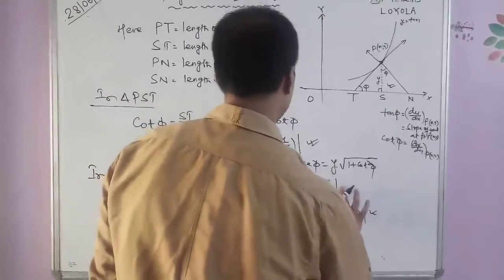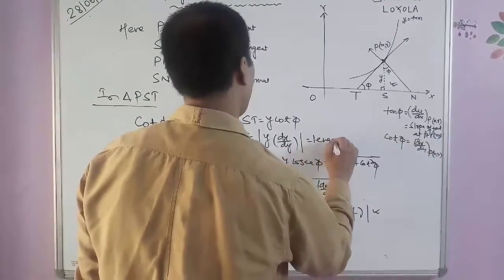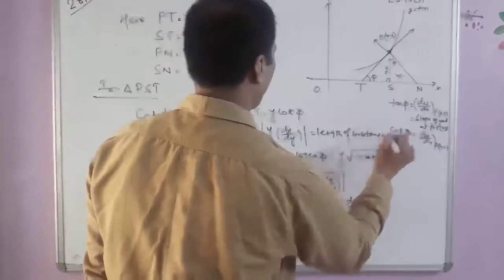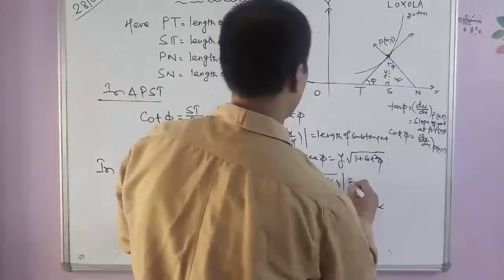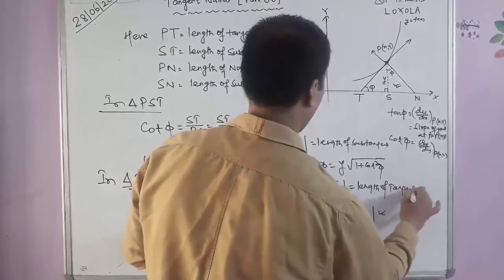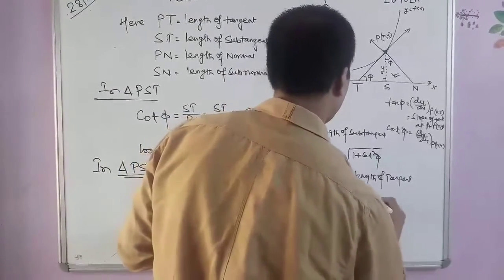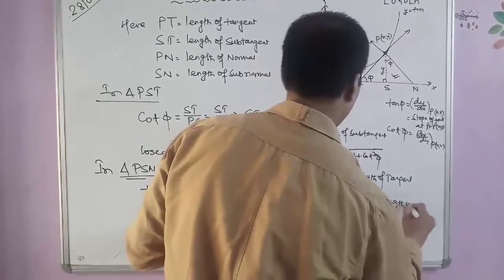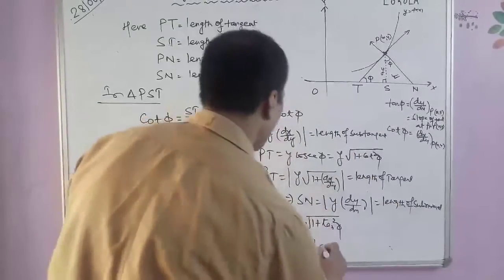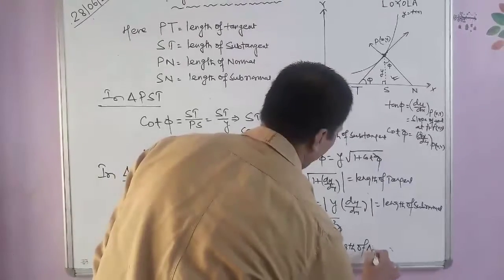Here ST is the length of subtangent. This is the length of tangent. Here SN, y dy by dx, is the length of subnormal, and this is PN, the length of normal.